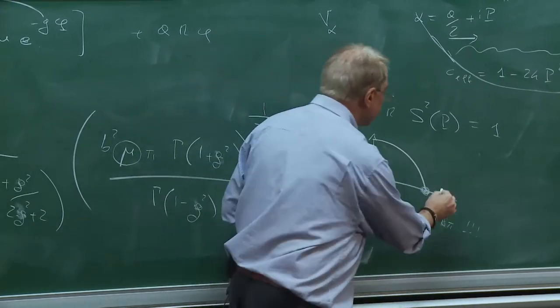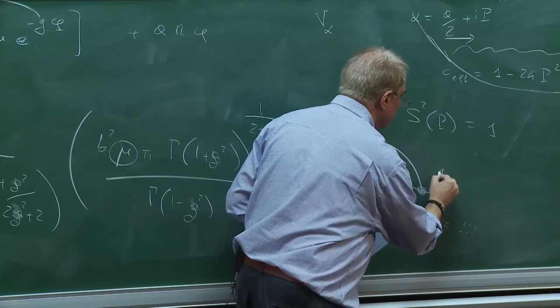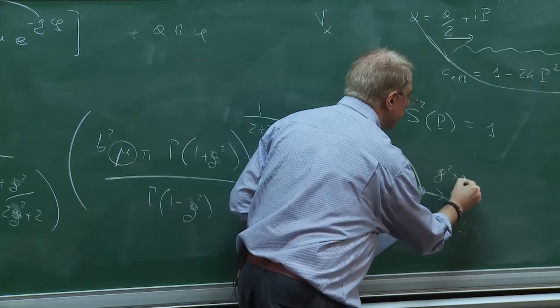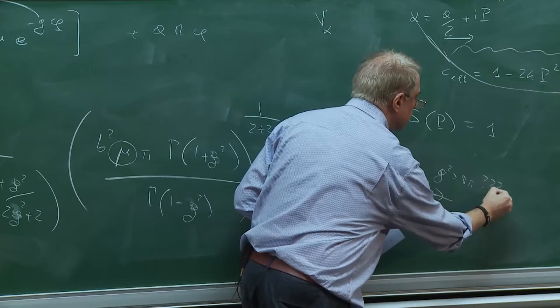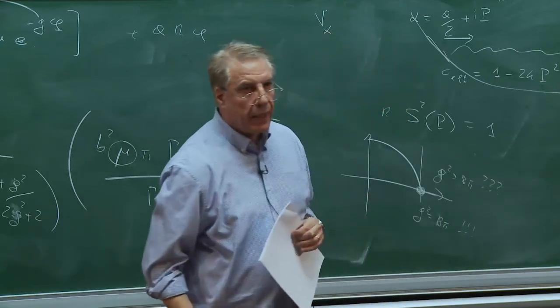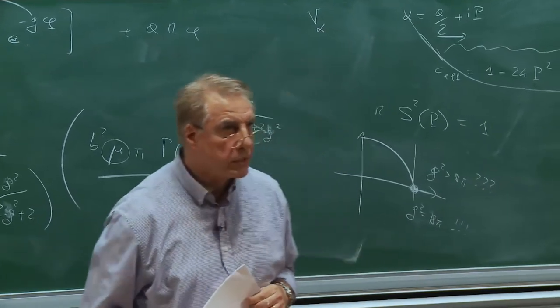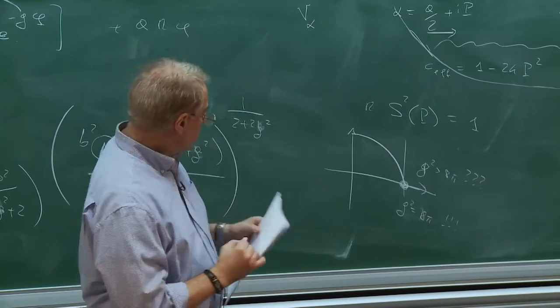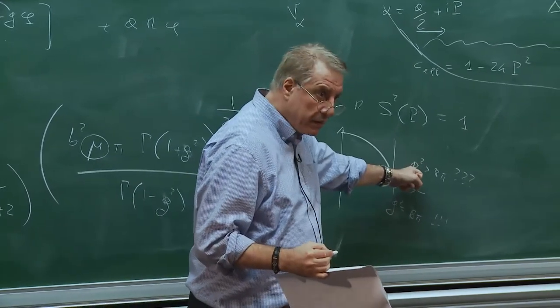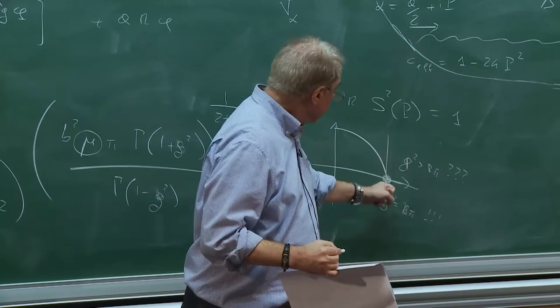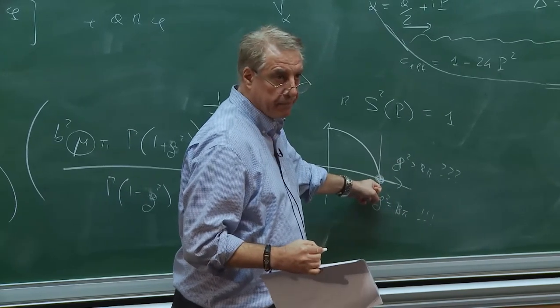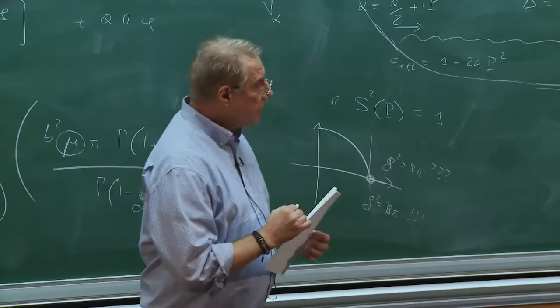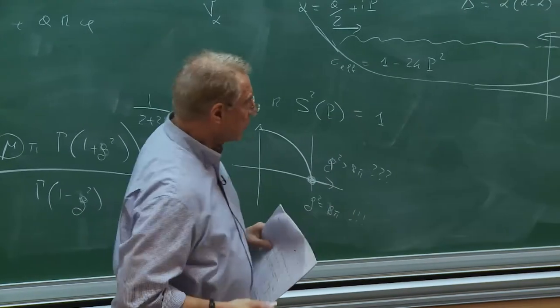So here is the real problem. What is the theory here for g squared larger than 8 pi? What is behind the Hercules column? What is behind it? Is it a theory which is still massive, or does it become massless here? Now, I have to tell you a little part of the story and then I close.